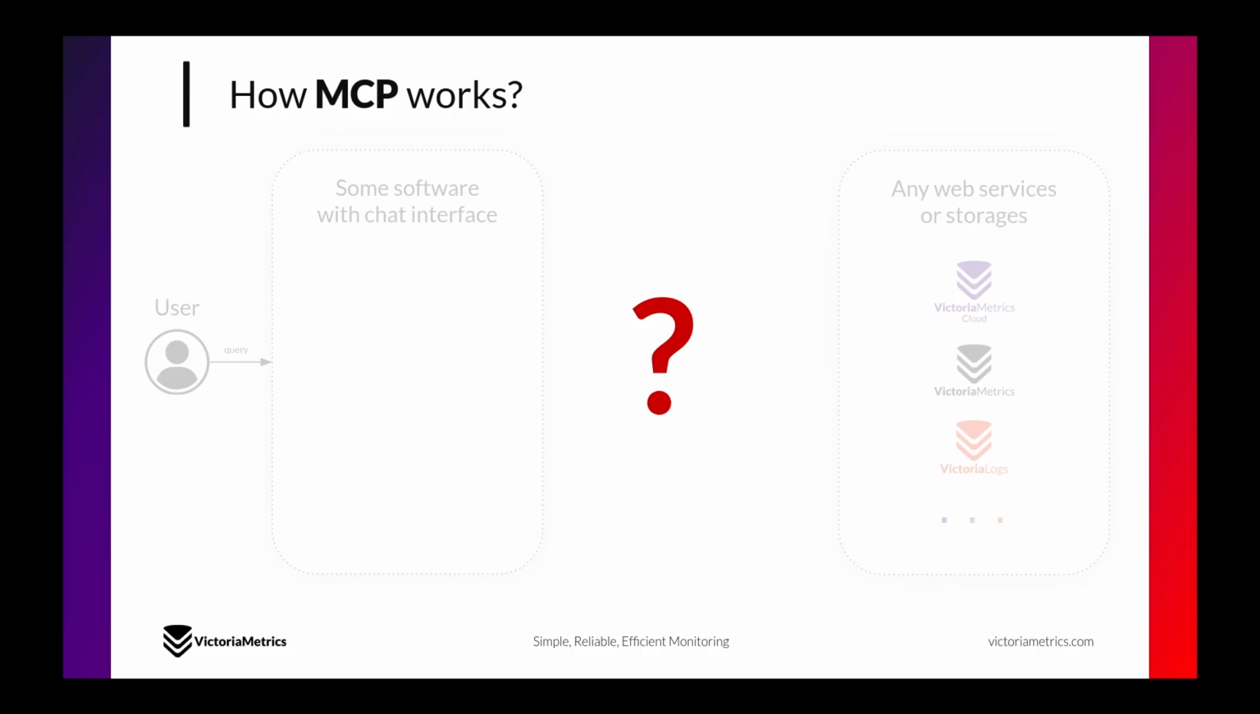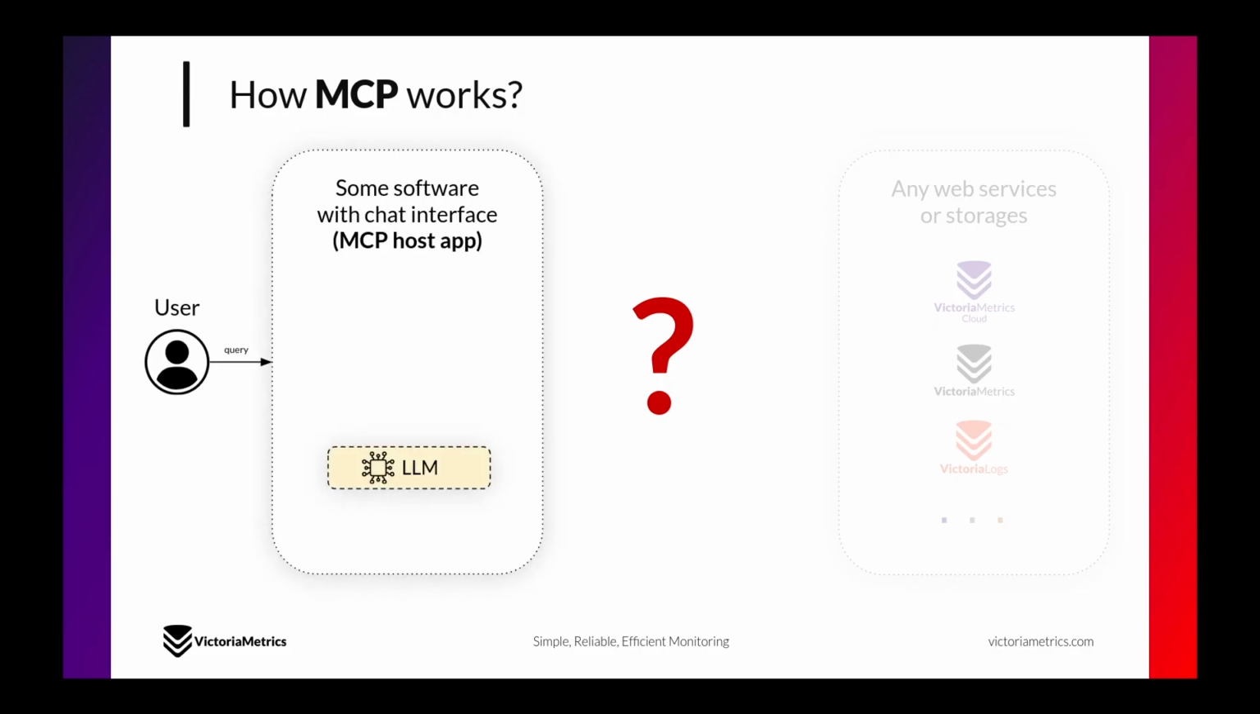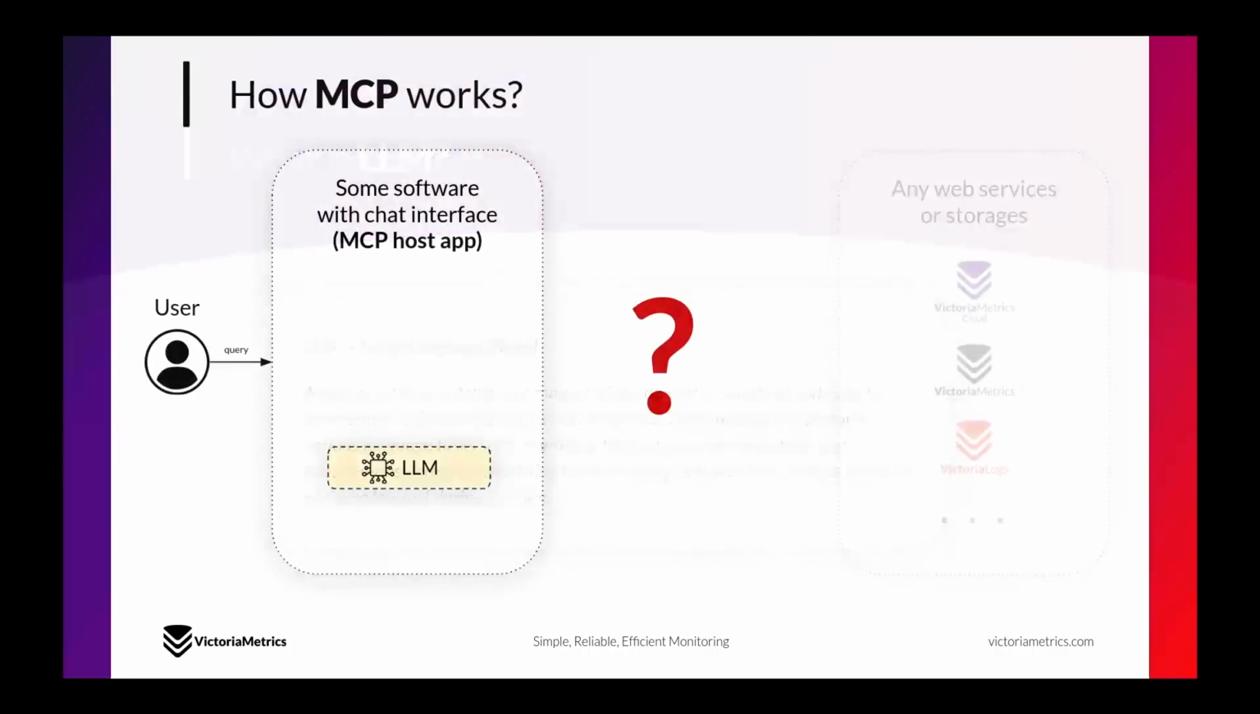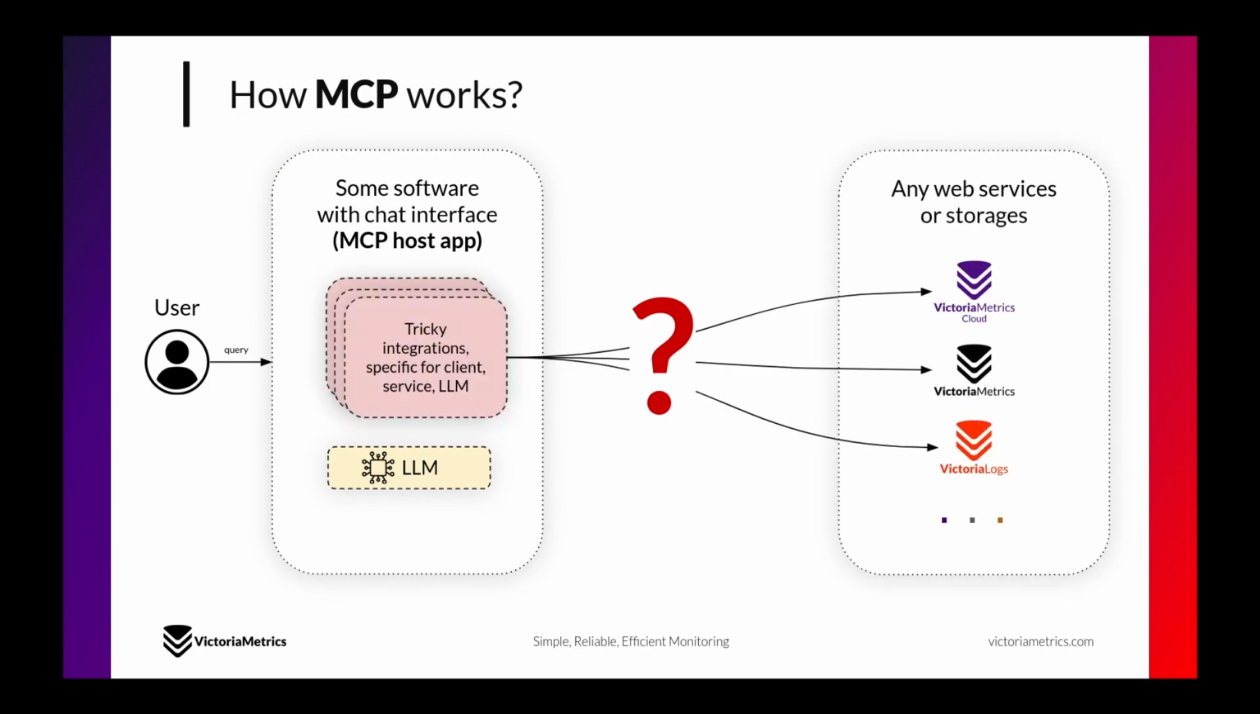But how does that connection work? The chat software is going to be made up of a couple of different parts. The first one is going to be an LLM, or large language model. An LLM is a form of artificial intelligence that gets fed a whole bunch of text and then trains on that text and learns to predict, based on its training data and any other context it has, what the next response, or what the next token in the response, should be. So that's how the LLM works.